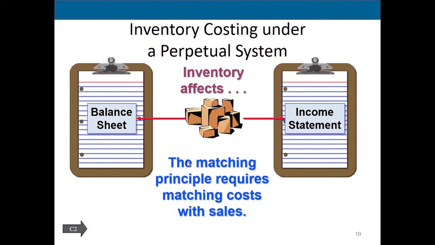Remember that inventory affects both places, a balance sheet and an income statement, and it is the matching principle that requires that we match costs with sales. This goes back to the fact that when we buy inventory, it becomes an asset on the balance sheet. But when we sell a particular item, we must move the cost of that inventory from the balance sheet over to the income statement with an adjustment to cost of goods sold.